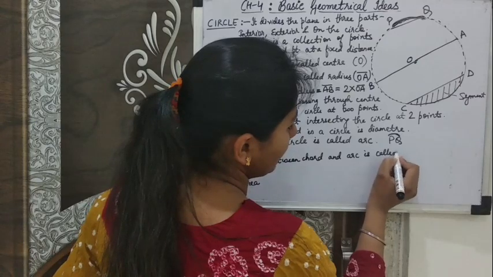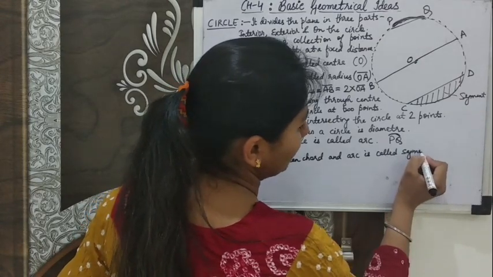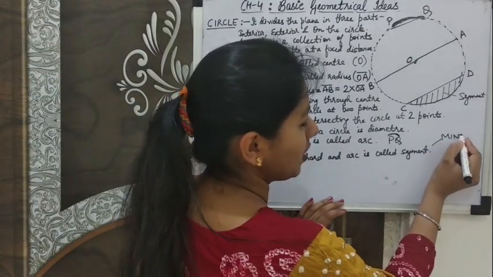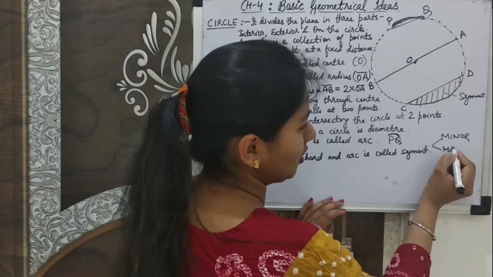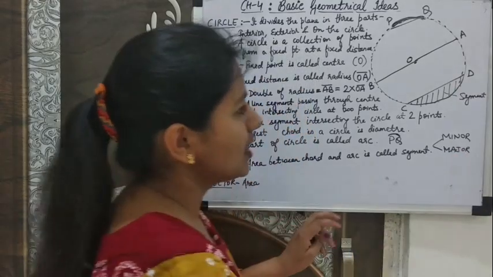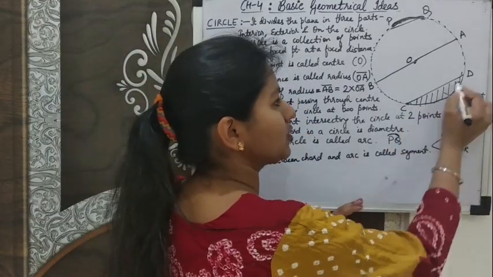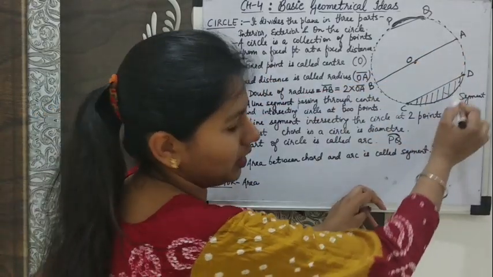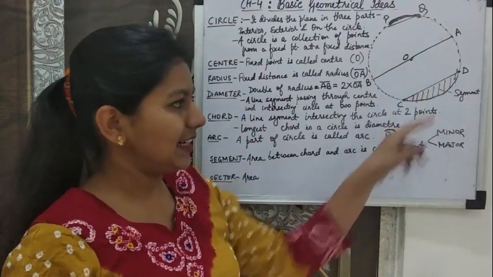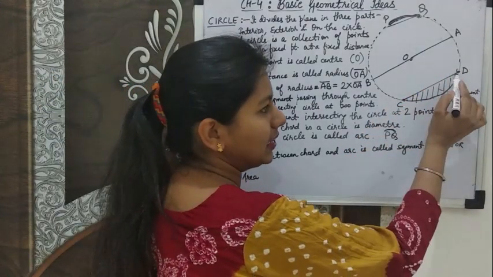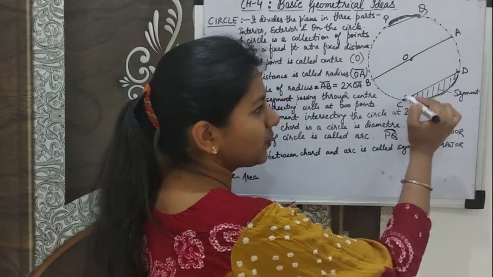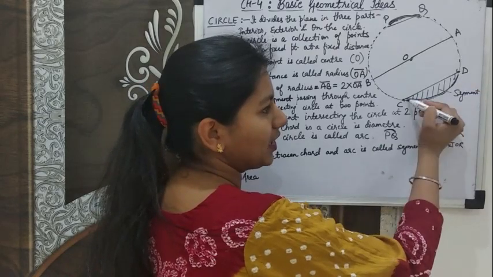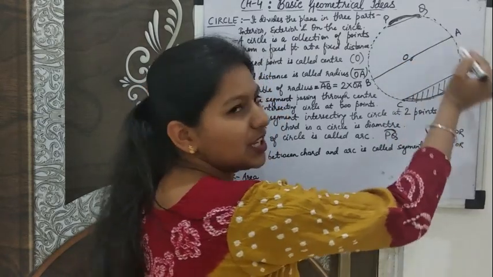is called segment. Now segment can be of two types, minor segment as well as major segment. What is the difference between these two? Suppose I am taking this CD as chord, then for this CD, look at this segment, according to the chord CD, this is the smallest arc and this one is the biggest arc. So this is called minor arc and this is called major arc.